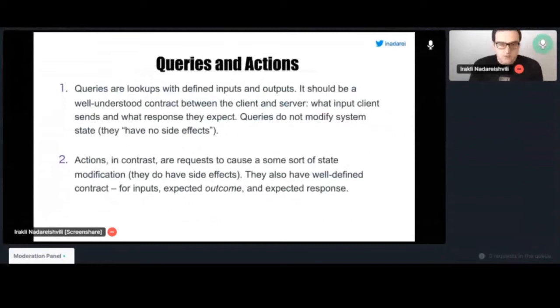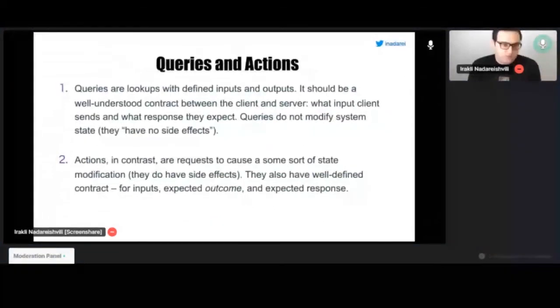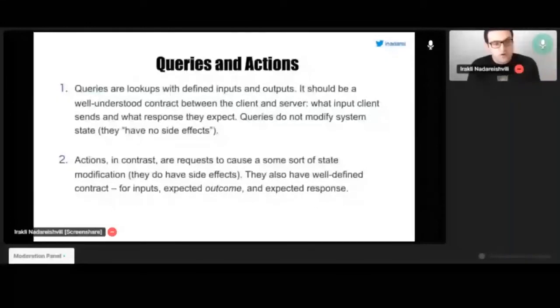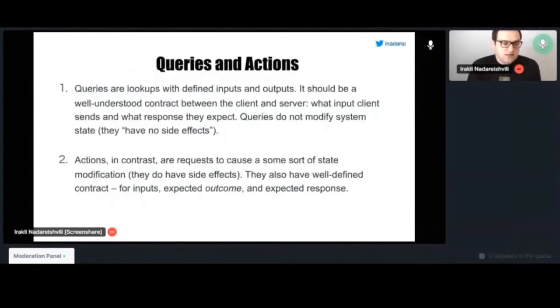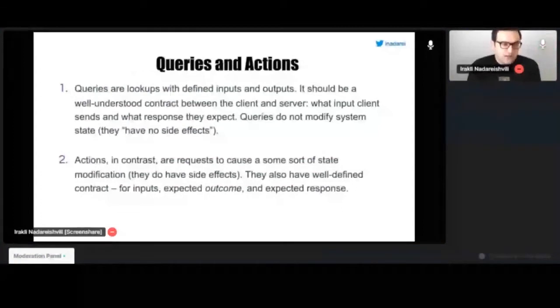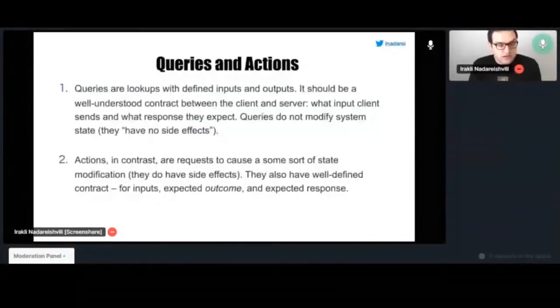It's all about identifying queries and actions. So what are queries and actions? Queries are lookups with defined inputs and outputs. It should be a well understood contract between the client and the server, what input the client is sending, and what response they expect. The way that queries are different from actions, queries do not modify the system. There are no side effects, right? It's just a question I ask with a known input and an expected output. Actions, on the other hand, are requests to cause some sort of state modification in the system. They do have side effects. They also have a well-defined contract in the sense that they have an input, and usually you do define expected outcome of an action.